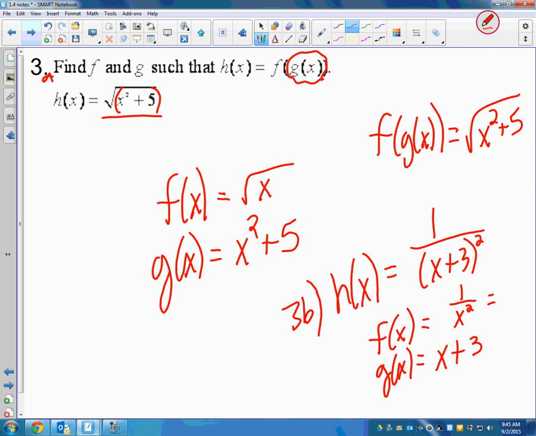What if I just switched a little bit? What if I picked it up? What if I just did 1 over x here? What would the inside function have to be so that it would give me this? Instead of just x plus 3, what would it have to be? X plus 3 squared. See how there could be a variation of answers there?